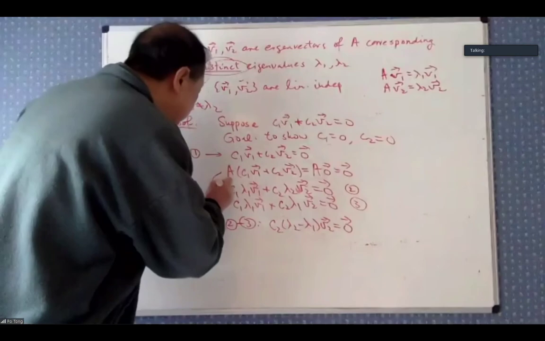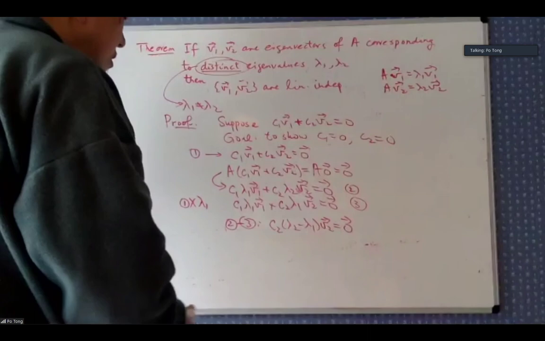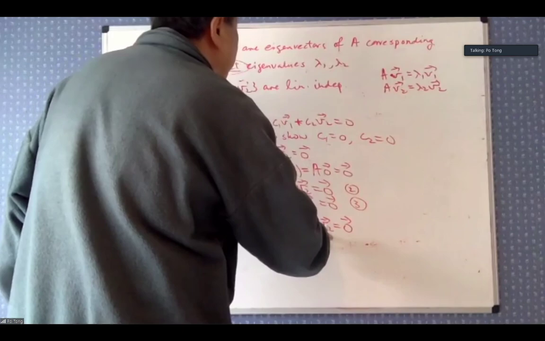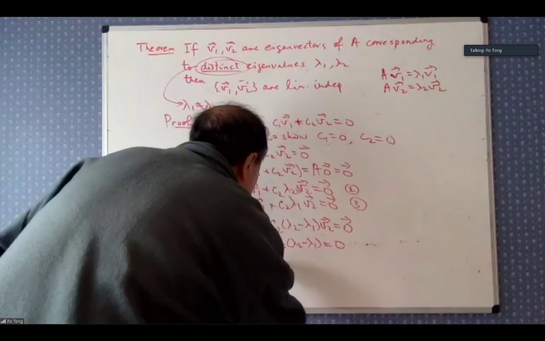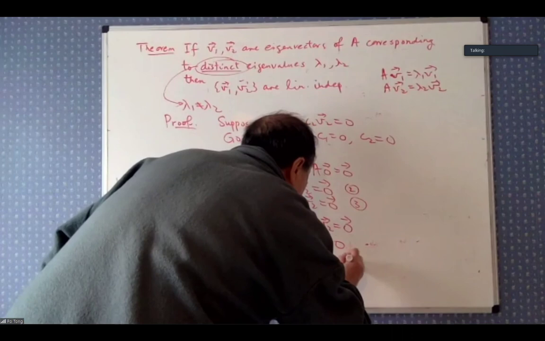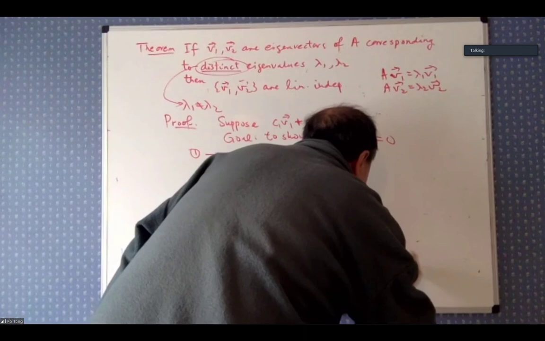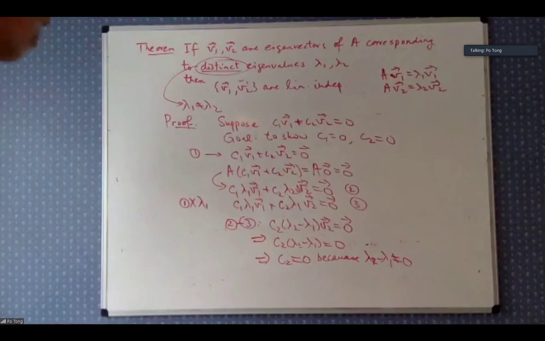Now, V2 is some vector. It's a non-zero vector because it's an eigenvector. Eigenvectors are non-zero. So this implies C2 (lambda 2 minus lambda 1) equals zero, which implies C2 equals zero, because lambda 2 and lambda 1 are not the same. Okay, so I showed that C2 equals zero. You can show similarly that C1 equals zero.